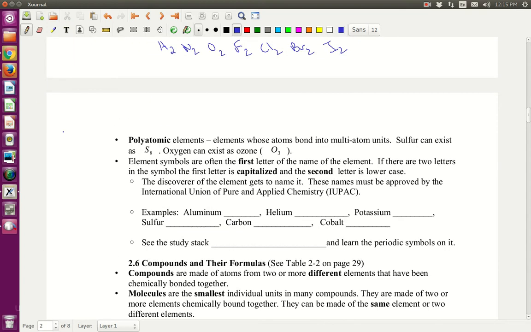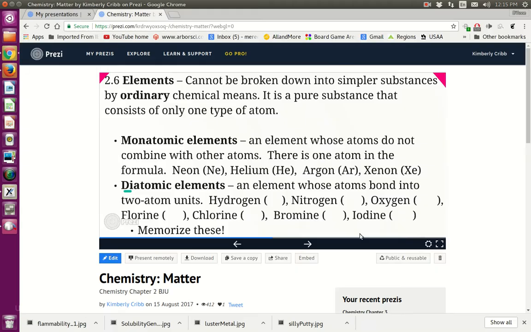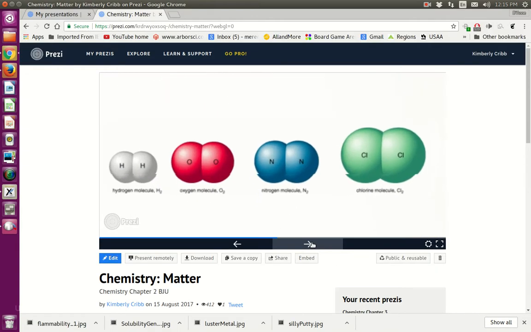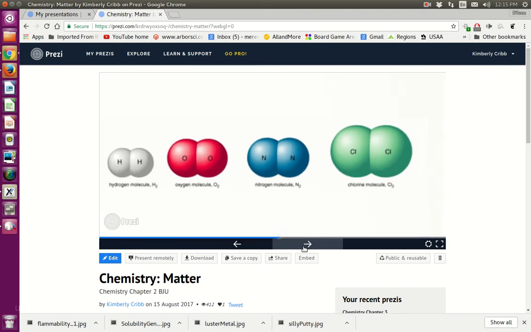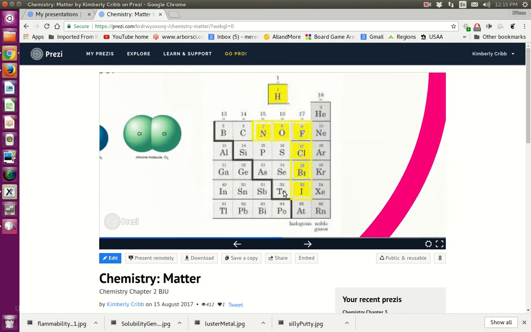Polyatomic elements. Now before I do that, I'll go back to the Prezi because I do have a picture. There are some diatomic elements: hydrogen, oxygen, nitrogen, and chlorine. See how they're bonded together in two-atom units. If they're found on the periodic table, there are 7 of them. 1, 2, 3, 4, 5, 6, and then hydrogen is all by itself. It's usually found way off over here on the left.